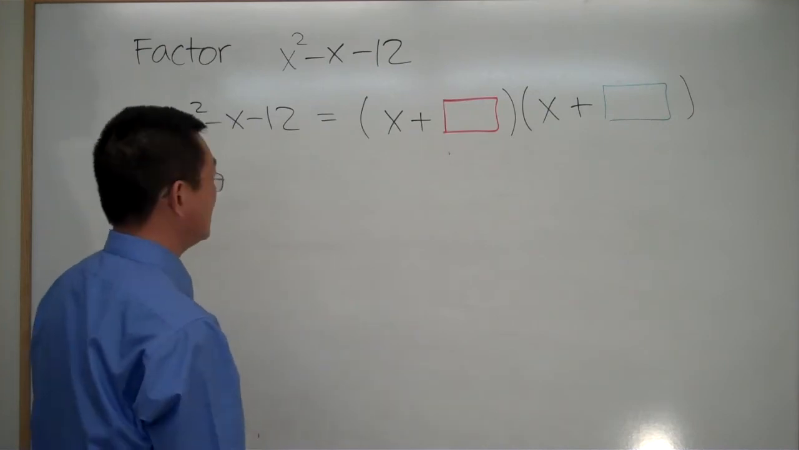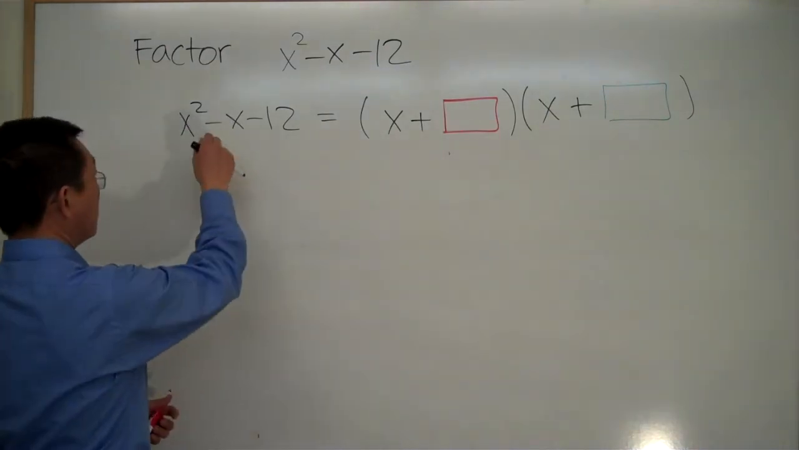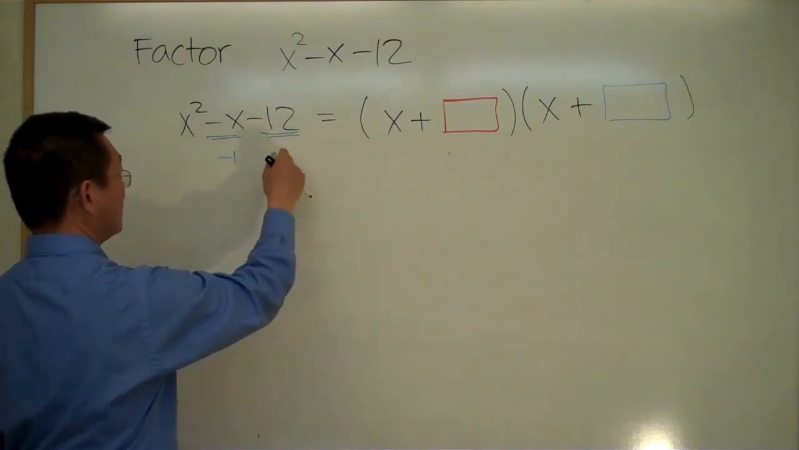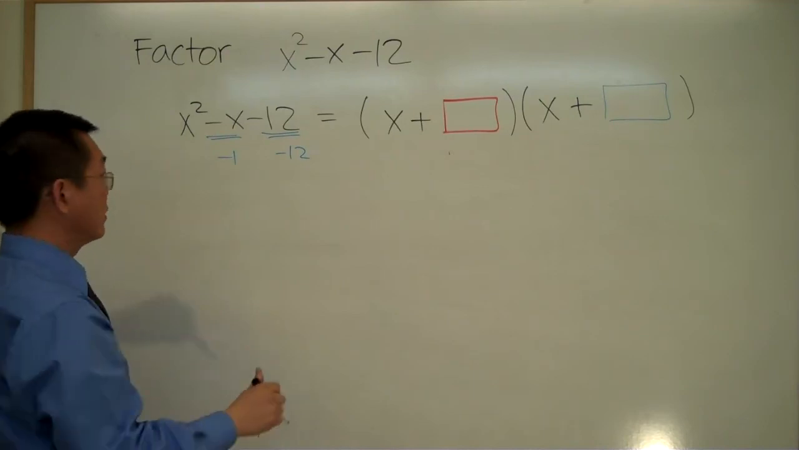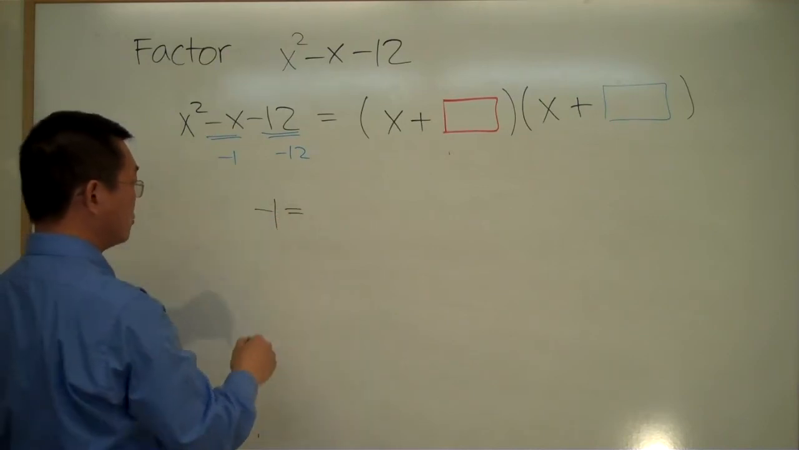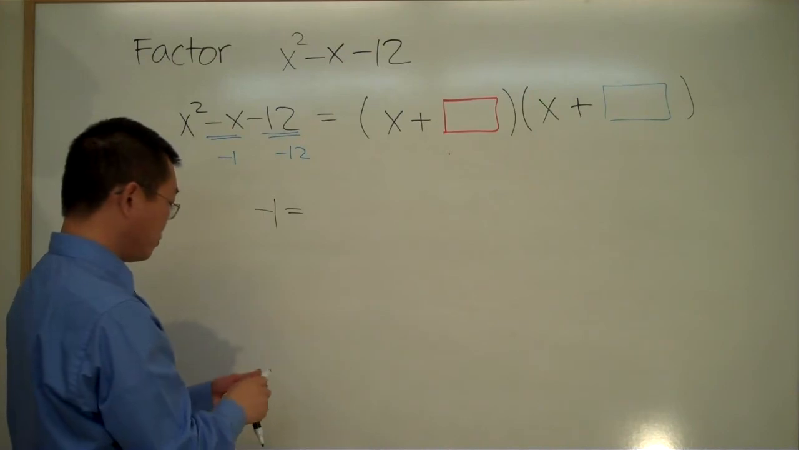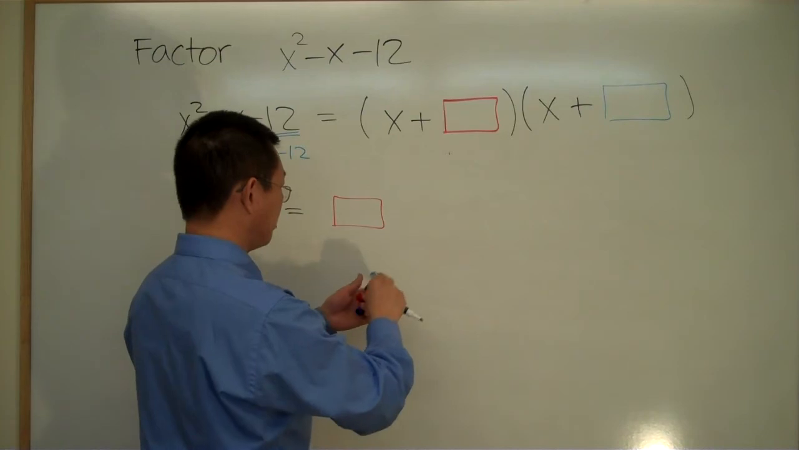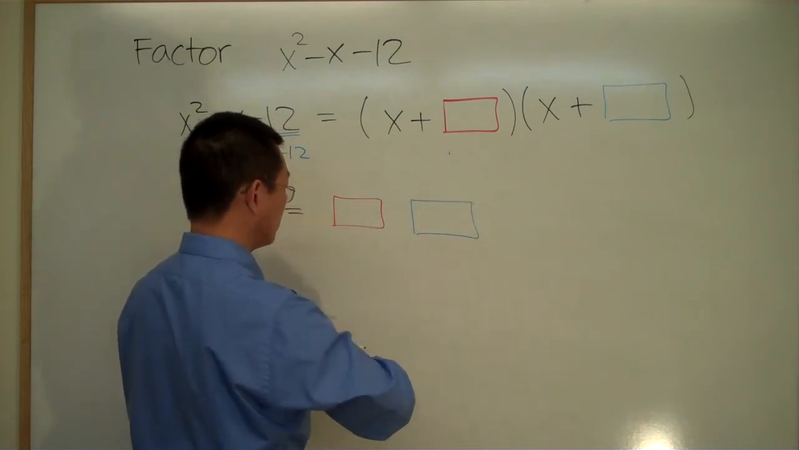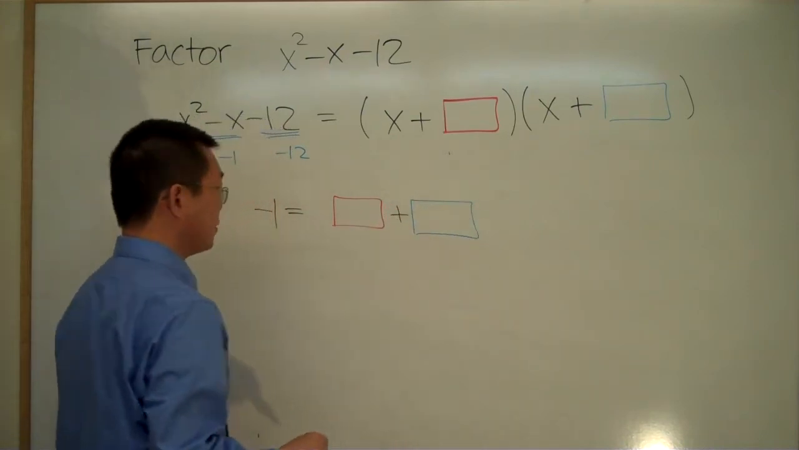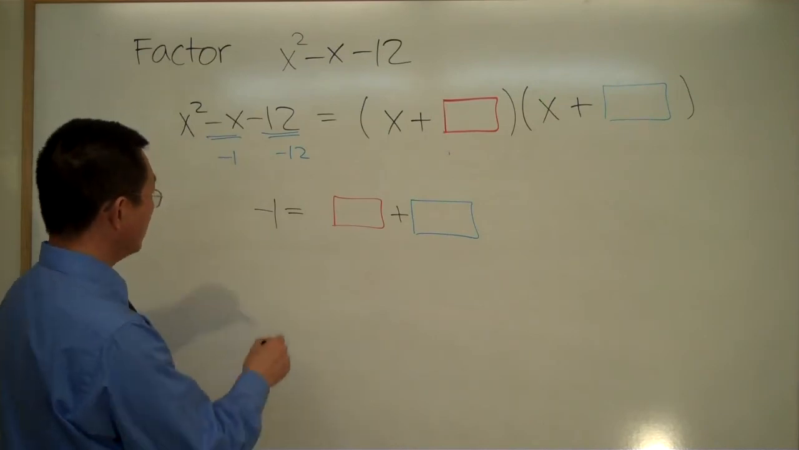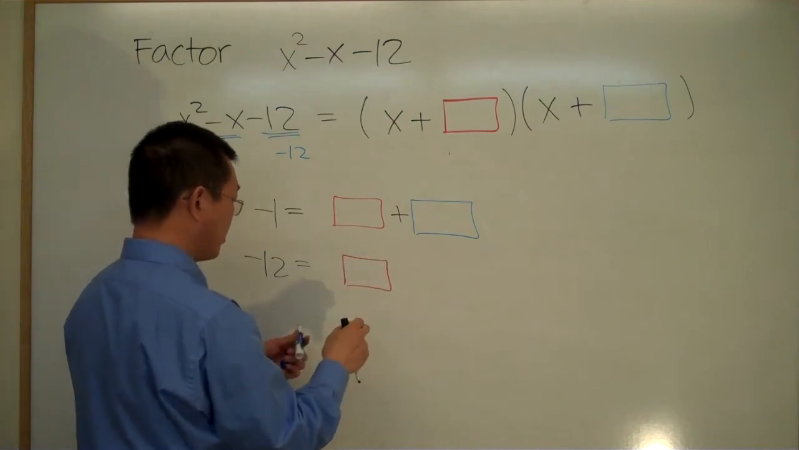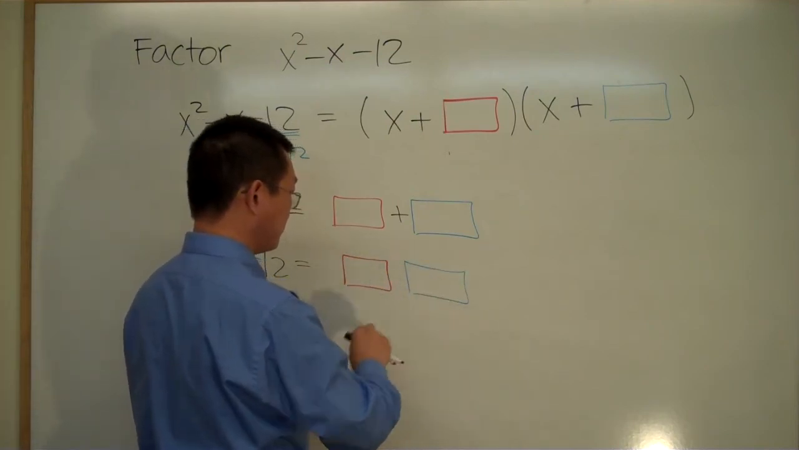Okay, now in this case, let's say the coefficient of x, we read here, is -1, and this coefficient here is -12. So -1 should be the sum of those two numbers we look for. Okay, so those two numbers should total -1. Now -12 will be the product of those numbers I look for.